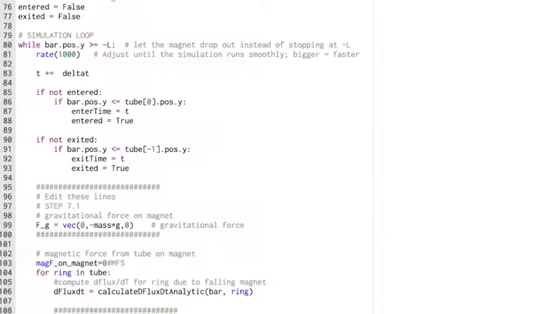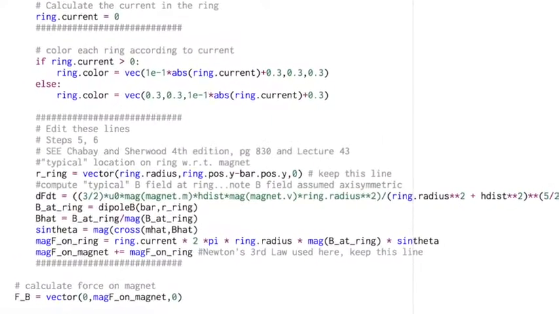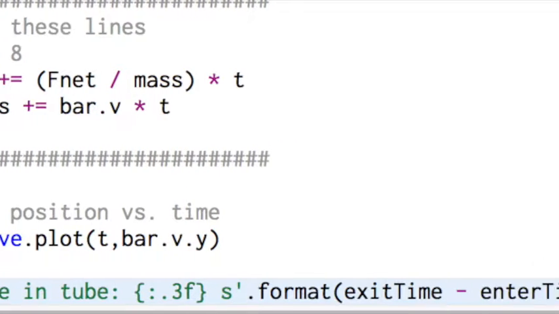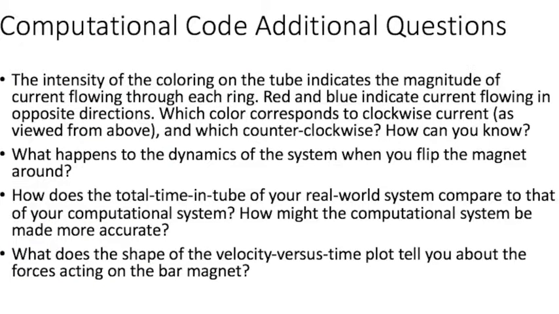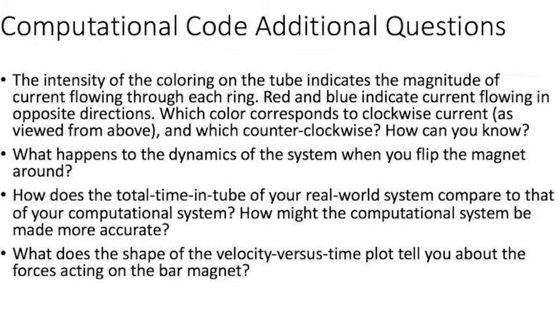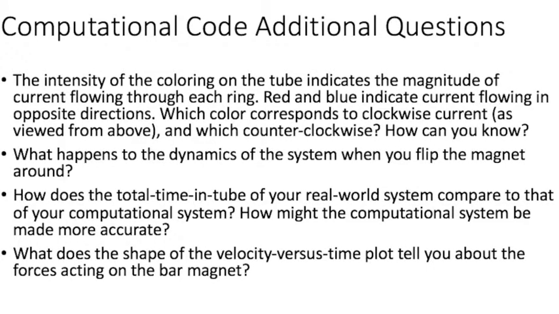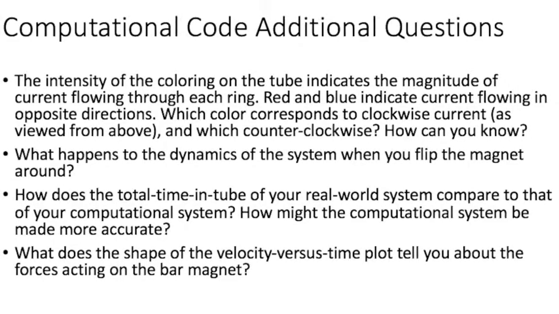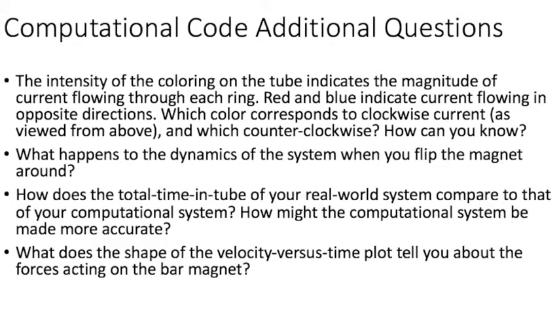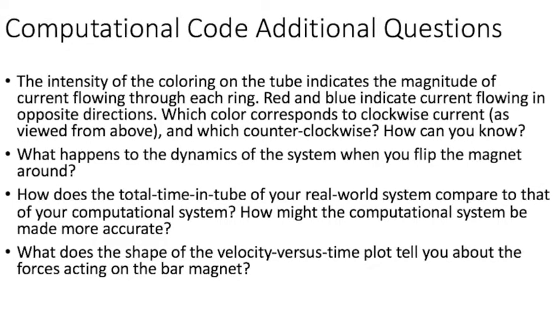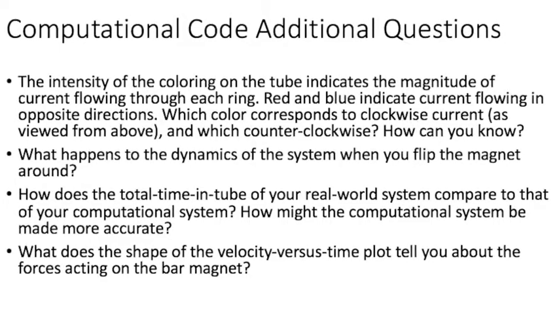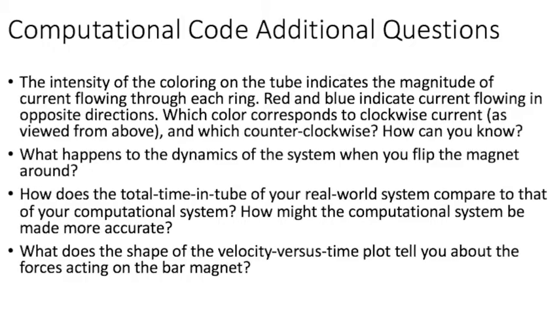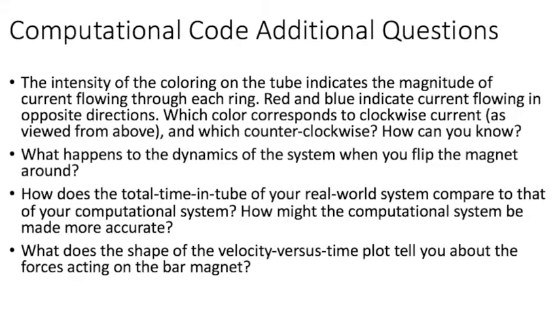The code includes calculations of the magnetic moment of the bar magnet, the magnetic field at position R relative to the bar magnet, the rate of change in the magnetic flux through each ring caused by the falling magnet, the current induced in each ring by the falling magnet by Faraday's law, the force exerted on each current-carrying ring by the falling magnet by the Biot-Savart law, the force exerted on the falling magnet by the whole tube of current-carrying rings by Newton's third law, the net force on the magnet including gravity, and modeling the motion of the falling magnet. The intensity of the coloring on the tube indicates the magnitude of current flowing through each ring. Red and blue indicate the current flowing in opposite directions.